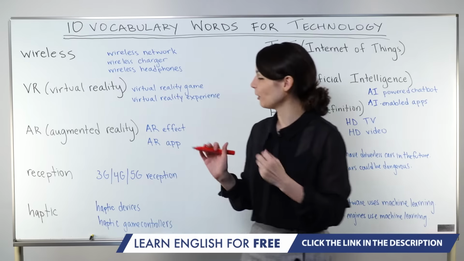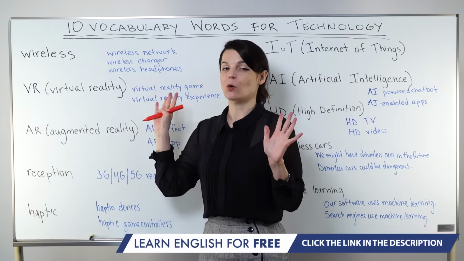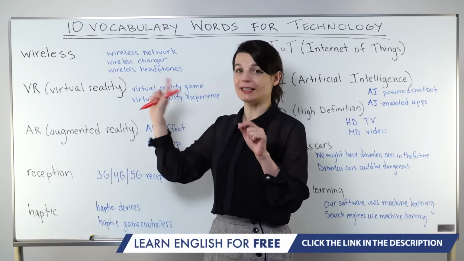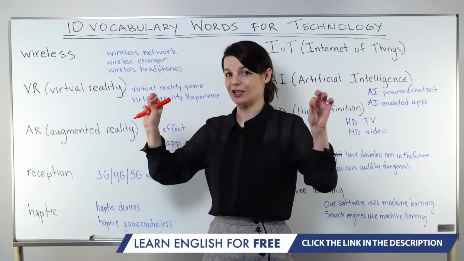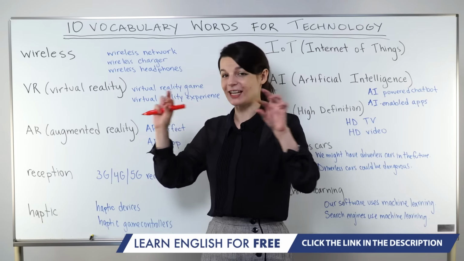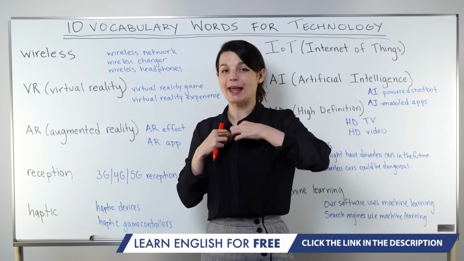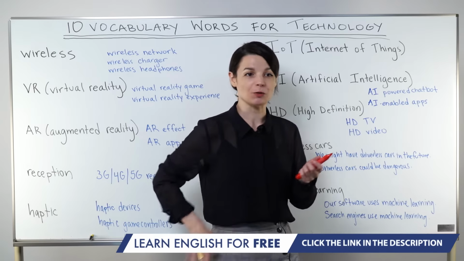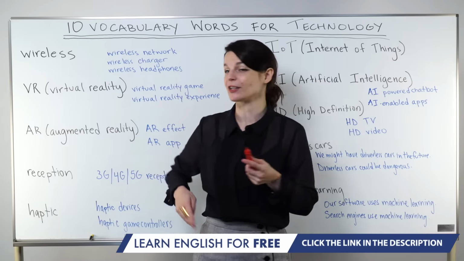Let's get started. Okay, the first word I want to look at is wireless. Wireless is used before a noun to mean something that does not have a wire. There's no cord. There's nothing attached. So for example, my microphone has a wire. There's a cord connecting my microphone to my mic pack. So this is a wired mic.